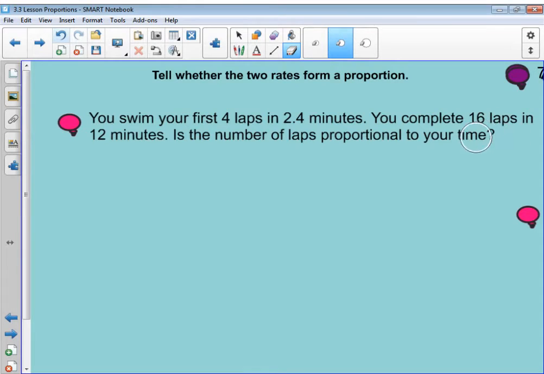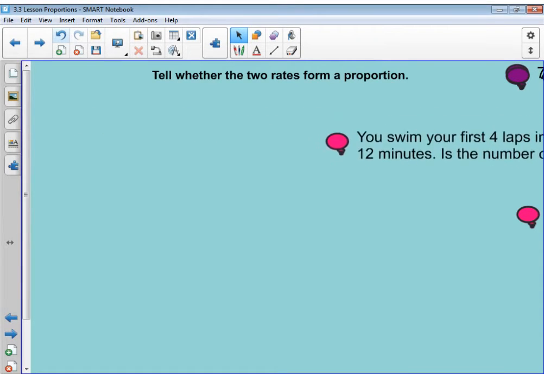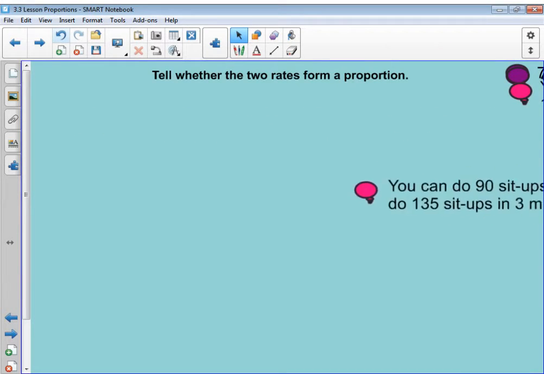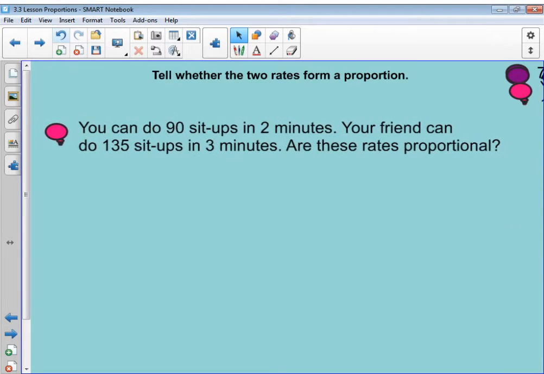Okay, so I'm going to go ahead and give you guys one to do because it's the same thing. It's just giving it more into a story problem. So go ahead and try this one. You can do 90 sit-ups in 2 minutes. Your friend can do 135 sit-ups in 3 minutes. Are these rates proportional? I personally would do like sit-ups per minute, but if you want to do minutes per sit-up, kind of a strange answer, but I would do sit-ups as my top number and minutes as my bottom number. So go ahead, pause your video, and work your way through this one.